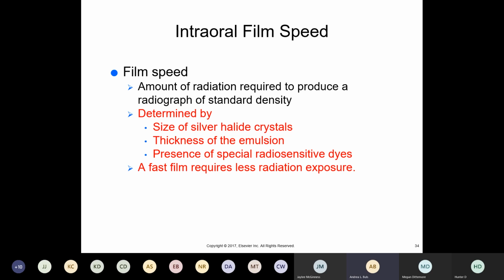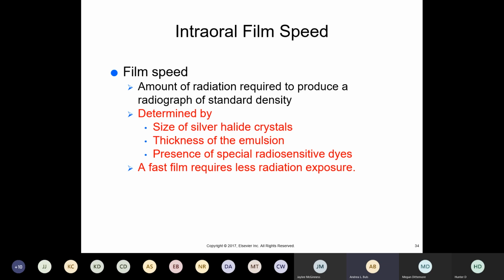Okay, intraoral film speed we've touched on. So film speed is the amount of radiation that's going to be required to produce a radiograph of standard density on a piece of film, which is determined by the size of the silver halide crystals. The bigger the crystal, the faster the film. The smaller the crystal, it's going to take more radiation, but it's going to give you a much more crisp, detailed image. The thickness of the emulsion also plays into the speed of the film.